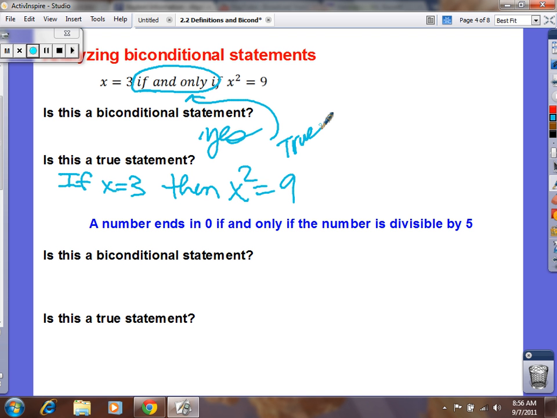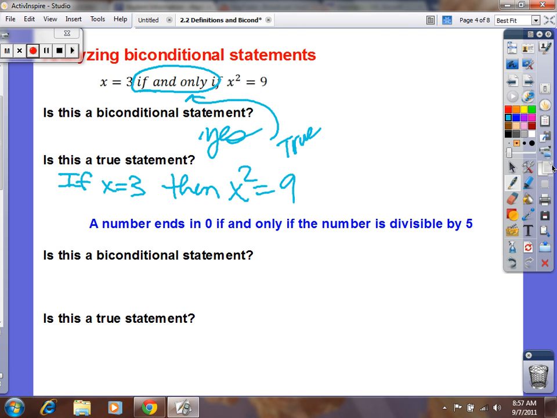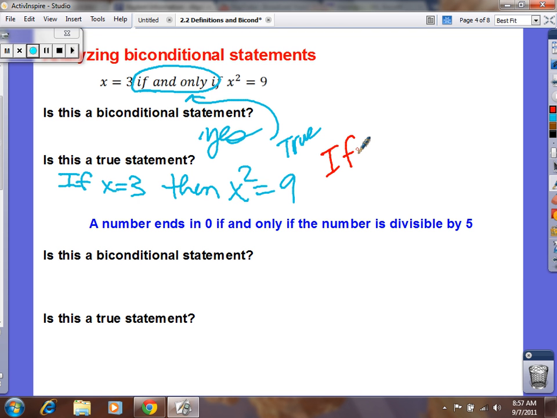Now, what's the converse? How do you find the converse? You take your if, and you just switch it. So it's going to be: if x squared equals 9, then x equals 3. Now, is this one true? If they're both true, then we're in good shape. If x squared equals 9, then x equals 3. Is that true or false?